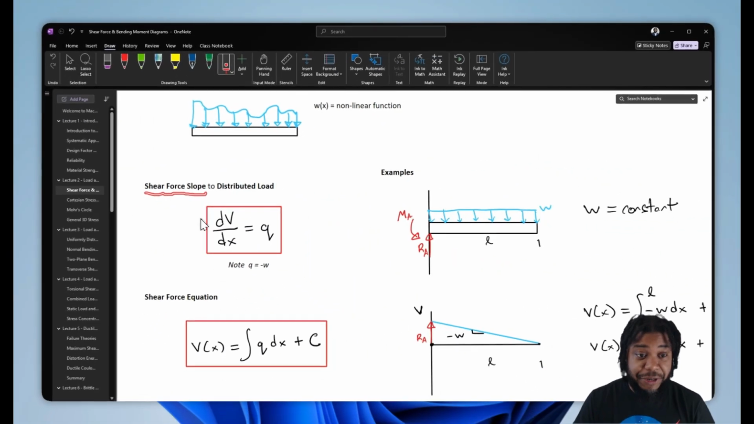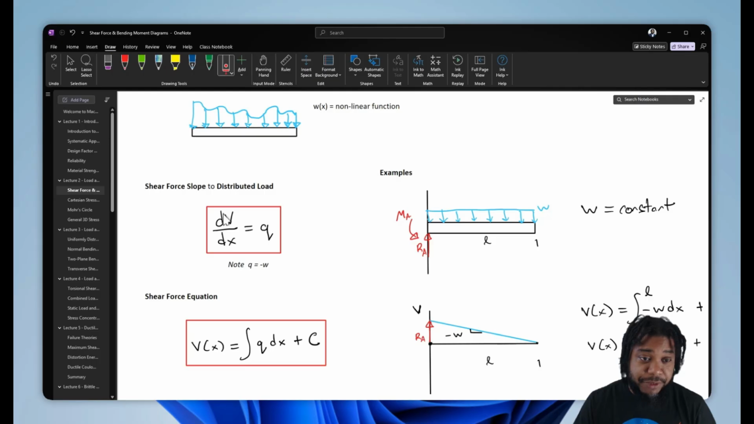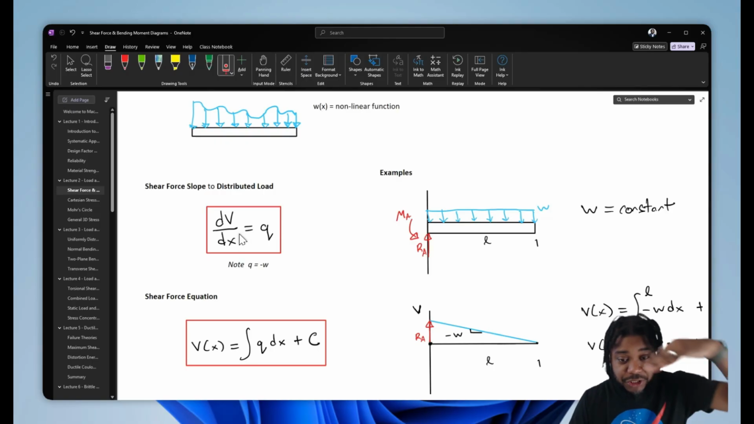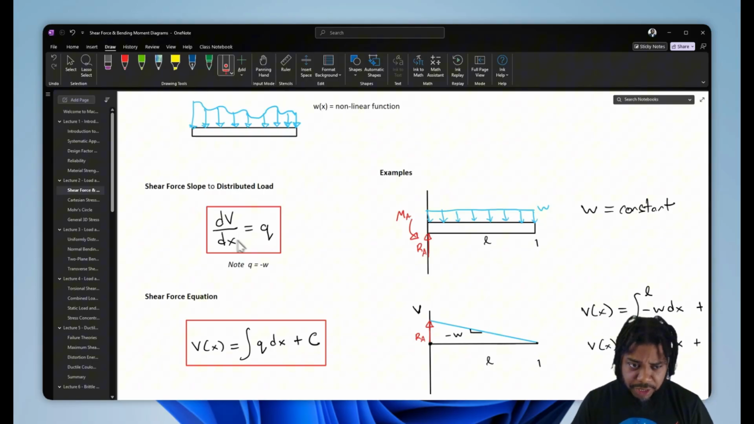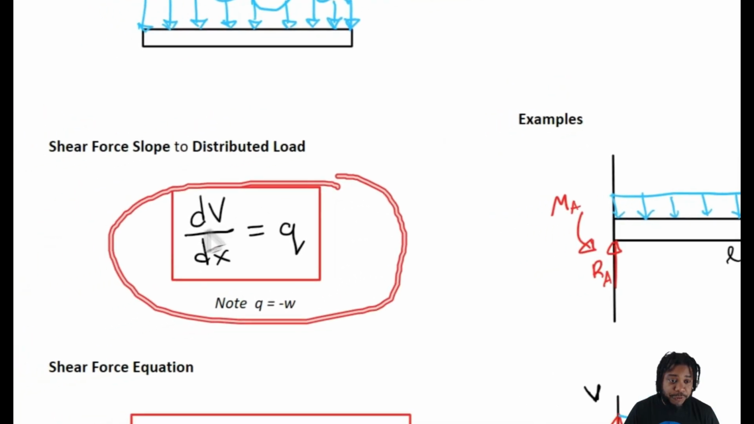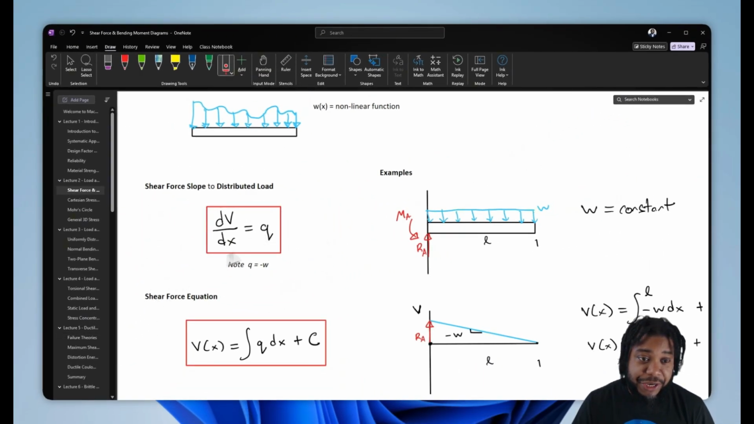the shear force diagram, where the slope of the shear force diagram, dV/dx, so the change in shear force over a change in distance, is equal to Q, where Q is equal to the negative value of our distributed load, right? So if we know our distributed load, we know W, we can solve for the slope of the shear force diagram. We know what slope it takes. And that slope is basically negative W.